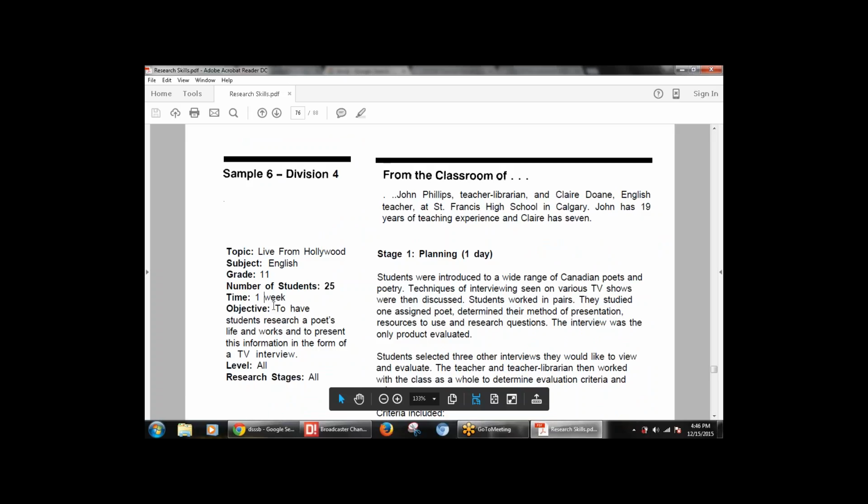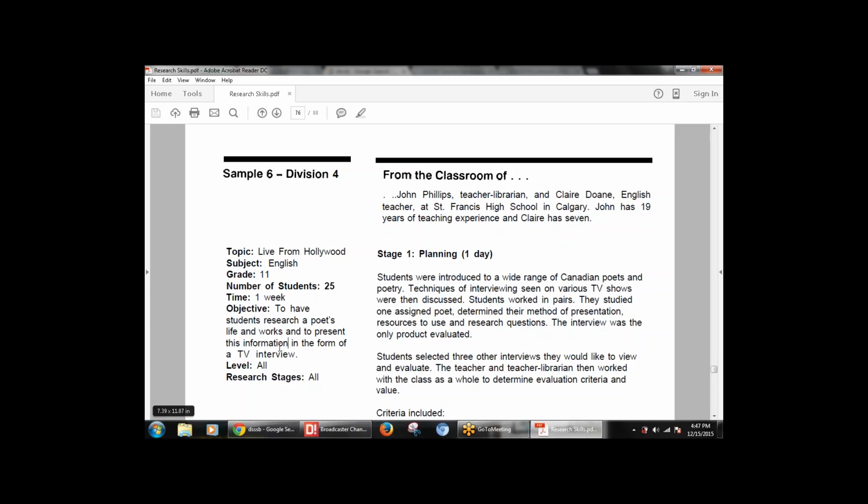Now what is the main objective? To have students research a poet's life and work and present the information in the form of a TV interview. That is the main objective: what students research about the poet's life, and how to present that information in the form of a TV interview. The level is all levels, and the research stages follow.